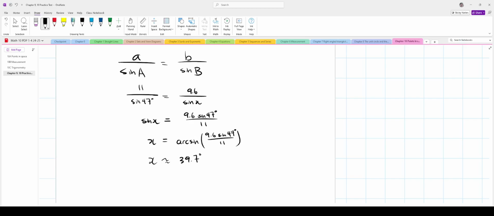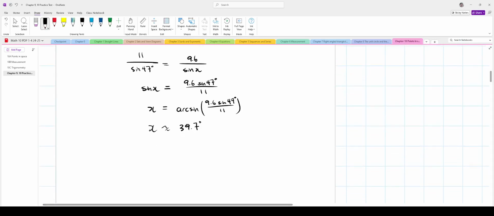And I get approximately 39.7 degrees. Now, 39.7 degrees is not the only possible answer, because we could have the obtuse version of this, which I find by doing 180 minus that, which is approximately 140.3 degrees.